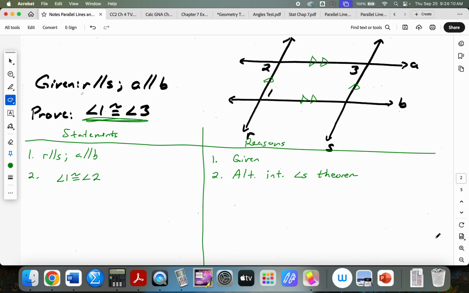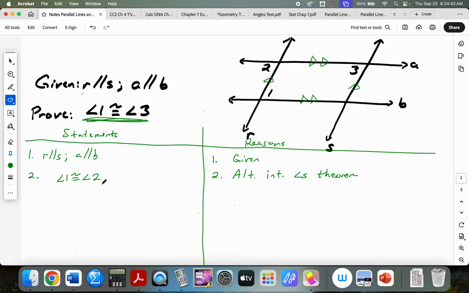Please do not just put alternate interior angles. Some people are like, well, what about them? Your choices are to either write out the name of the theorem like this, or you can write the whole theorem, which says, if two parallel lines are crossed by a transversal, then any pair of alternate interior angles formed will be congruent. Most people choose to write the title. But if you're going to write the title, it needs to be the whole title, not just alternate interior angles.